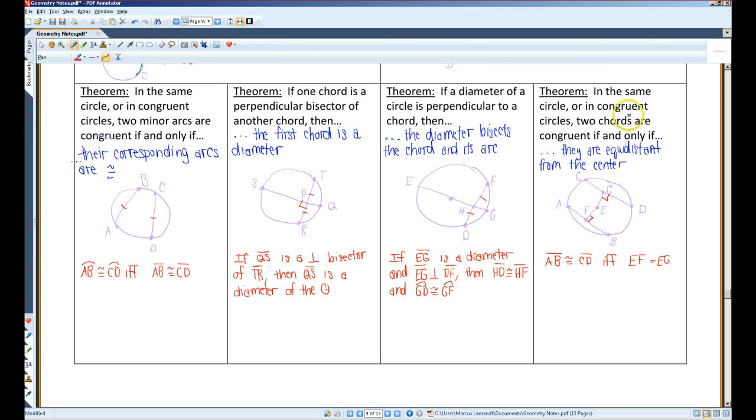In the same circle or in congruent circles, two chords are congruent if and only if they are equidistant from the center. Okay, so AB is congruent to CD if and only if EF is congruent to EG.